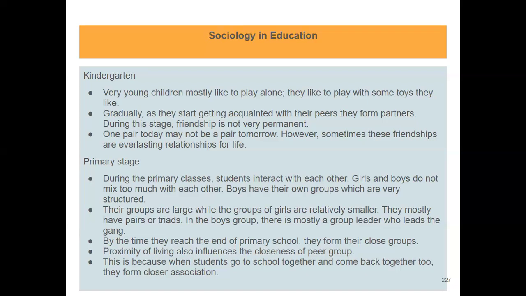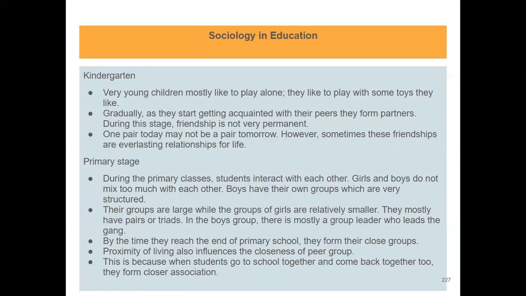But in boys, they have a large gang and a group leader. So by the time they reach the end of the primary school, they form their close group. They have their own friends.